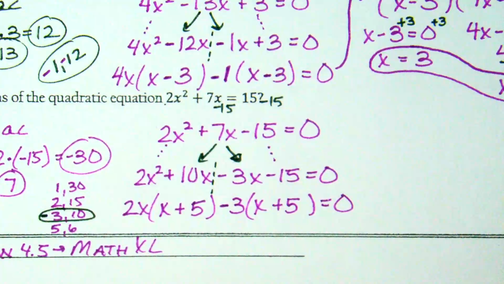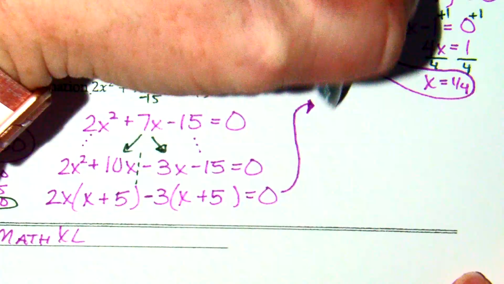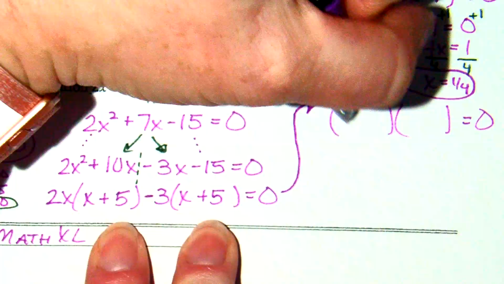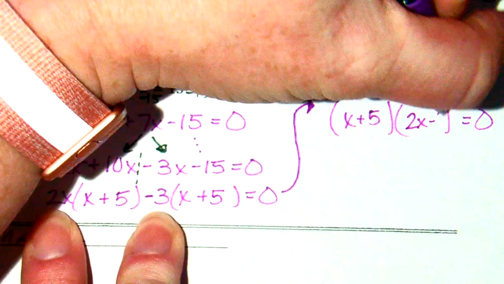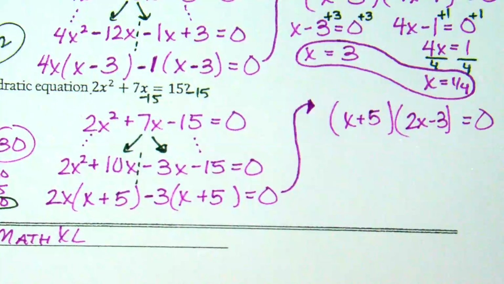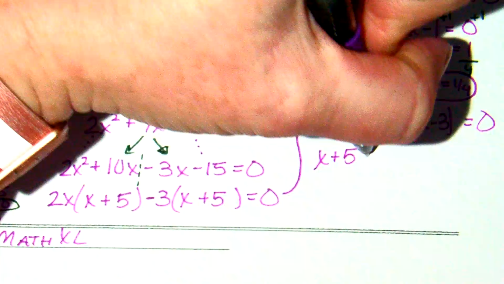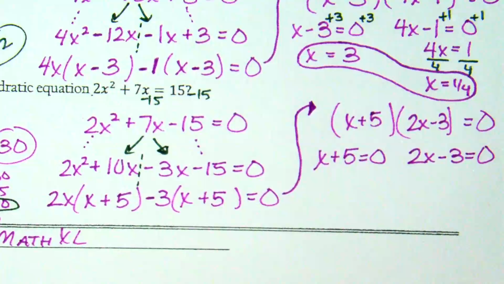So now, two parentheses, my x plus 5s are matching. My 2x minus 3s are my extras. So, set each part equal to 0. X plus 5 equals 0. 2x minus 3 equals 0. And finish it from there.